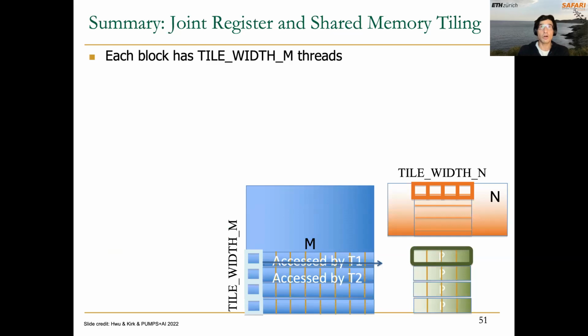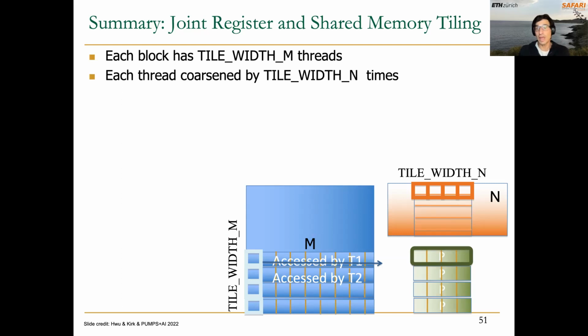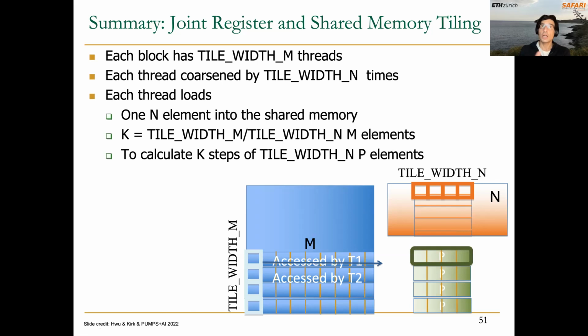So as a summary, each block has tile width M threads. Each thread is coarsened by tile width N times, because each thread calculates tile width N elements of the output matrix. Each thread loads one element of N into the shared memory, and also loads k elements of matrix M into their own registers. And this way, they can calculate k steps for the elements of P.